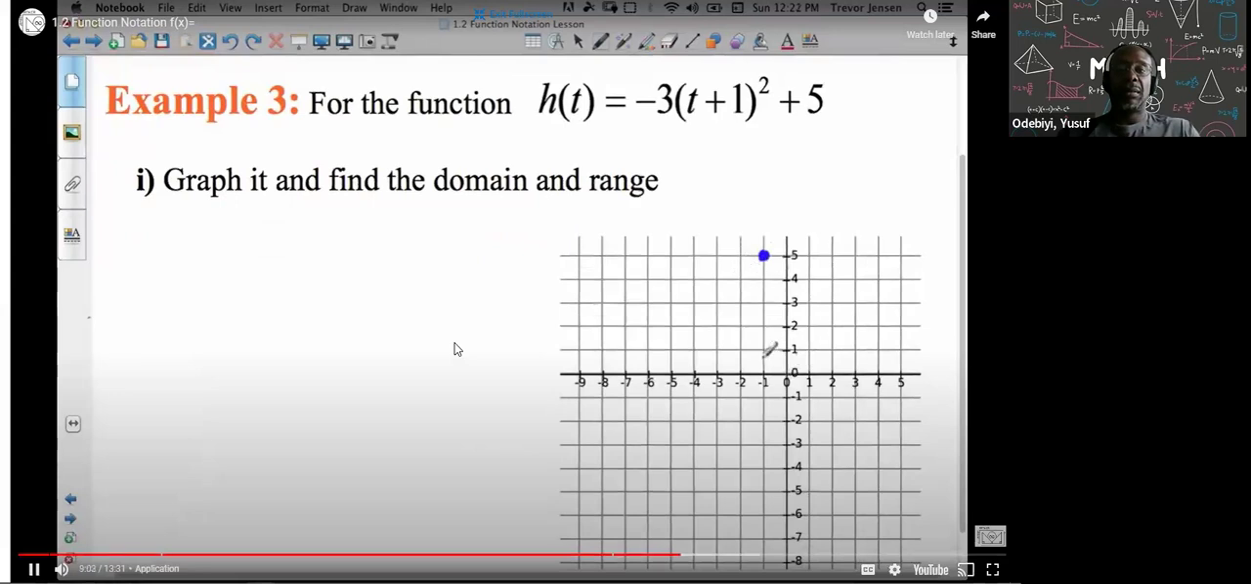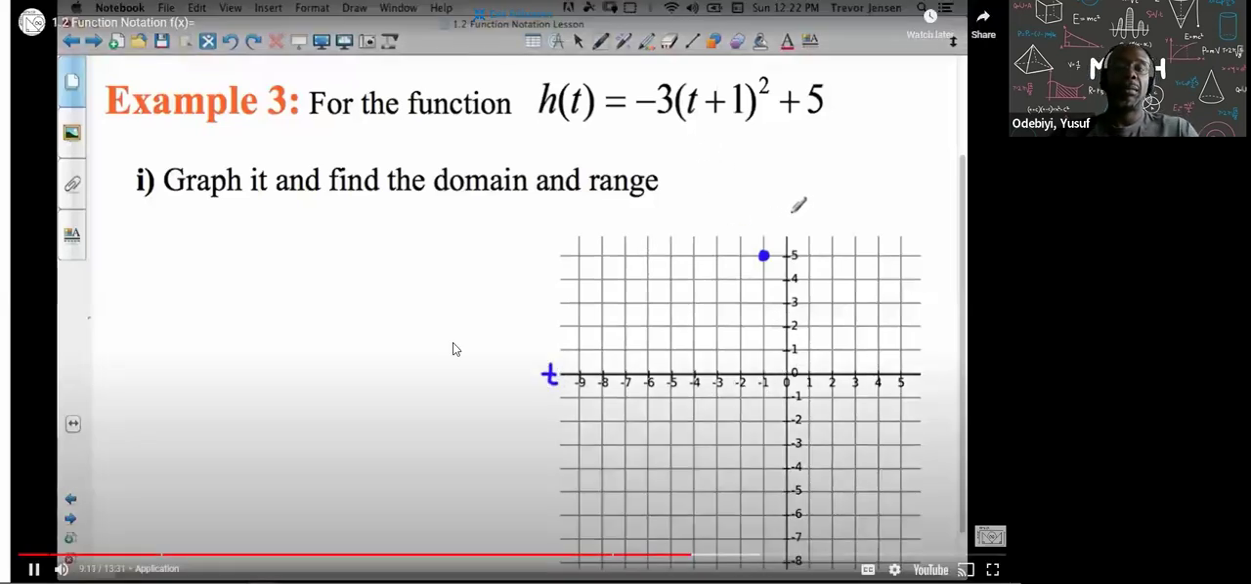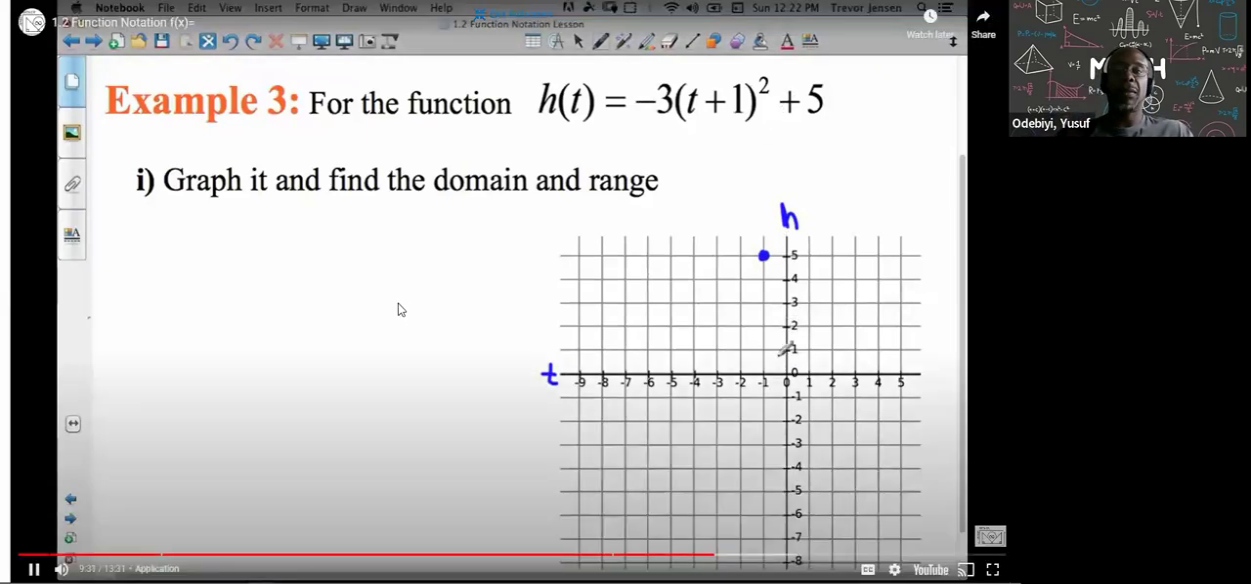So to the left, well, I'll do to the right. So to the right of -1 is 0. So if t is 0, in this case, t is in place of x, and our y value is represented by the height of the function. If x was 0, or in this case if t was 0, 0 plus 1 is 1, 1 squared is 1, times -3 is -3, plus 5 is 2. So the height when time is 0 would be 2.